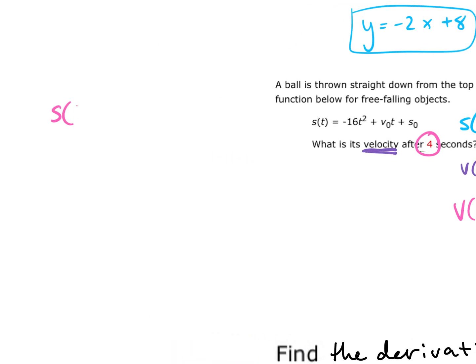Just as a review, here is our velocity. So it goes position, so it'll give you like your s of t. The derivative of that is your velocity. The derivative of that is your acceleration.